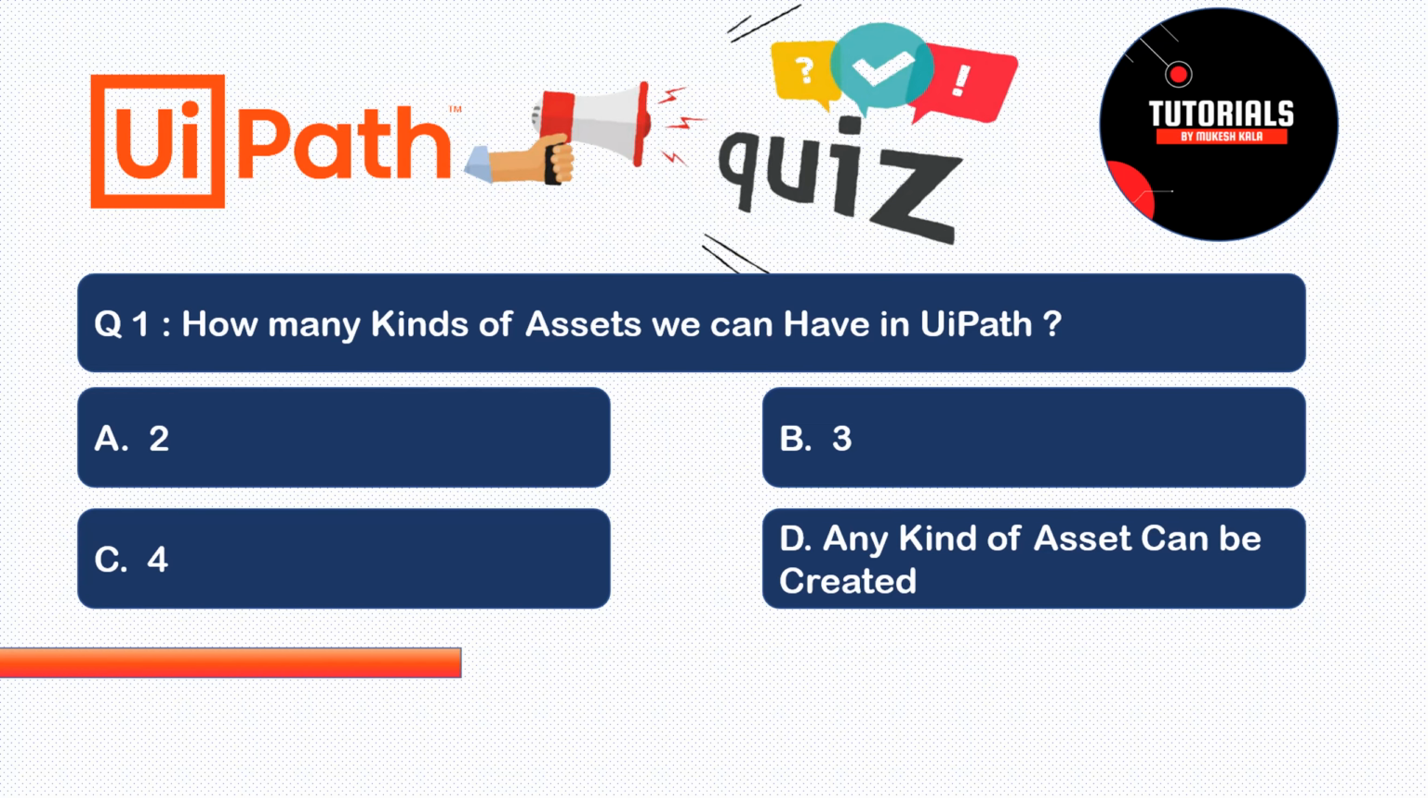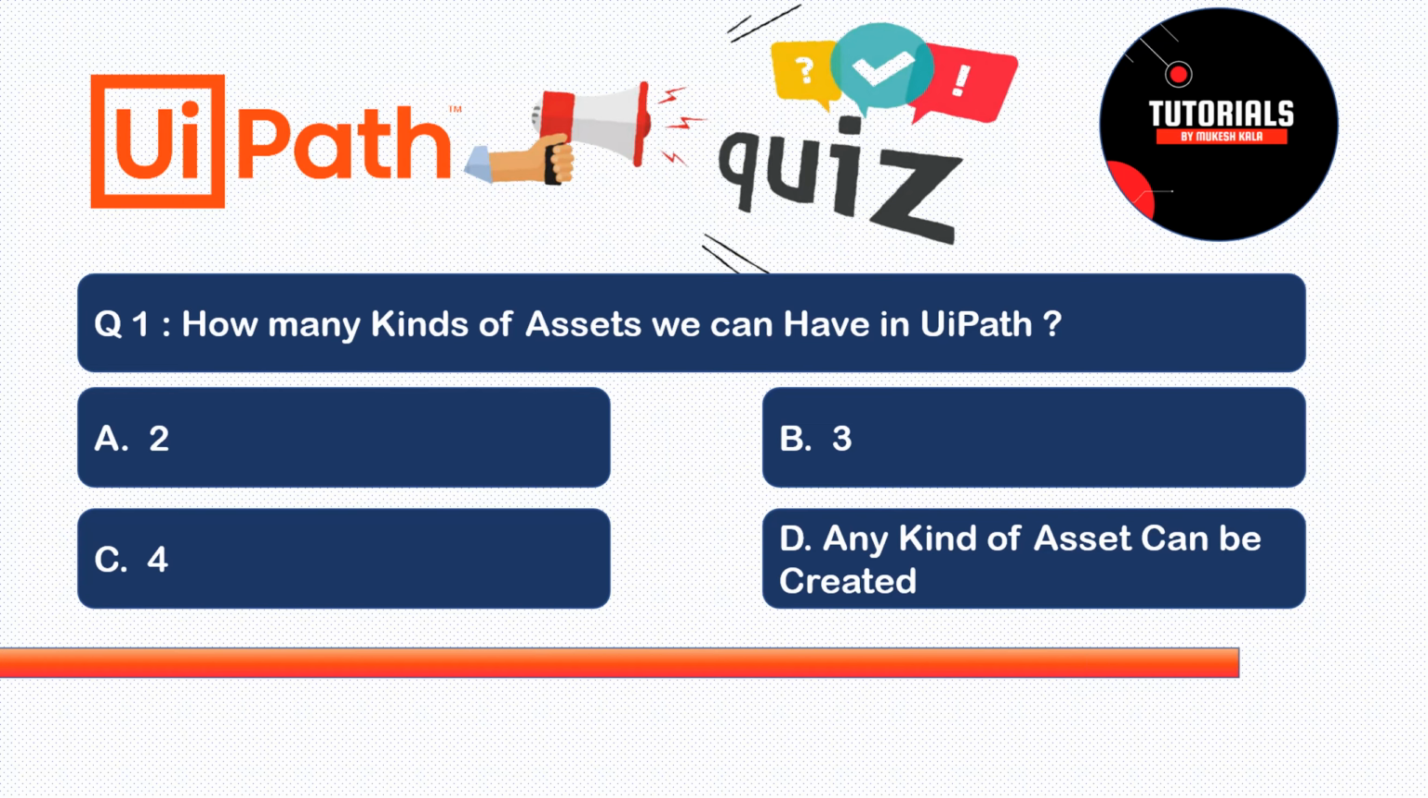So you have 15 seconds. If you know the answer, please write it down in the comments box. After this timer is completed, we will demonstrate the correct answer. The correct answer is that we can have 4 kinds of assets in UiPath. Let's go to the next question.